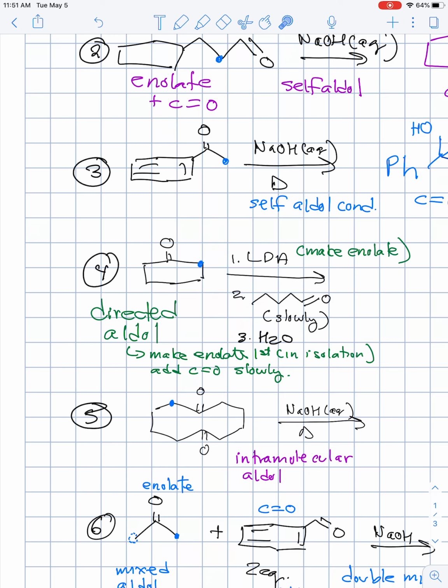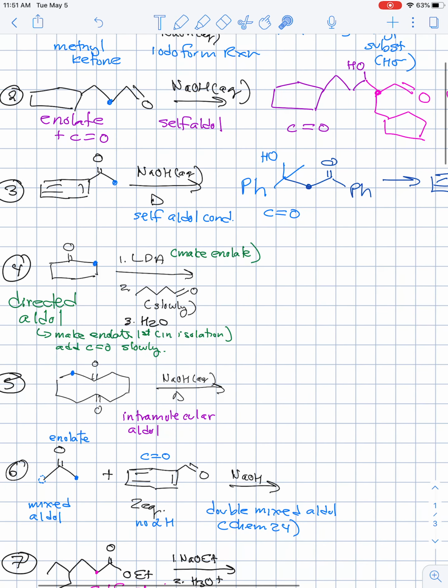If you added this all at once, then you'd end up with significant amounts of the enolate and the carbonyl compound, and you'd end up with some self-condensation of this. And this is something you're going to have to do with aldol reactions where you have a mixed aldol, you have two different compounds, and the compound that you intend to react as the carbonyl compound has alpha hydrogens. And again, I've marked the location of the enolate here.